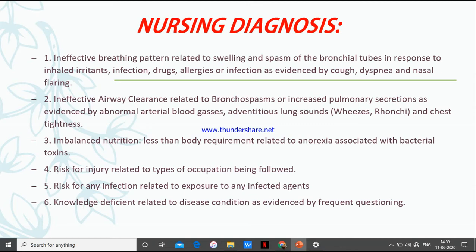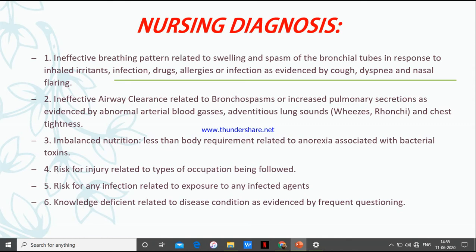They can be injuries to the legs or hands, or especially in industries or factories, like cotton industries, while the cotton is being processed, there are some chemicals or some fibers which are coming out. So if those workers present there are breathing those gases, then there can be risk for injury in the lung. So there is risk for injury related to types of occupation being followed. This is also a very important nursing diagnosis.